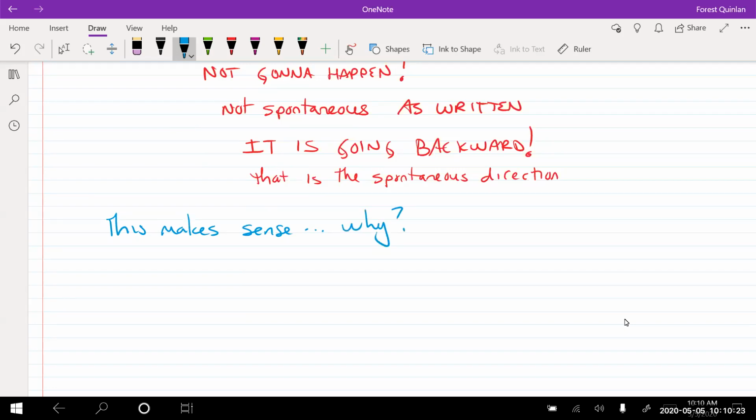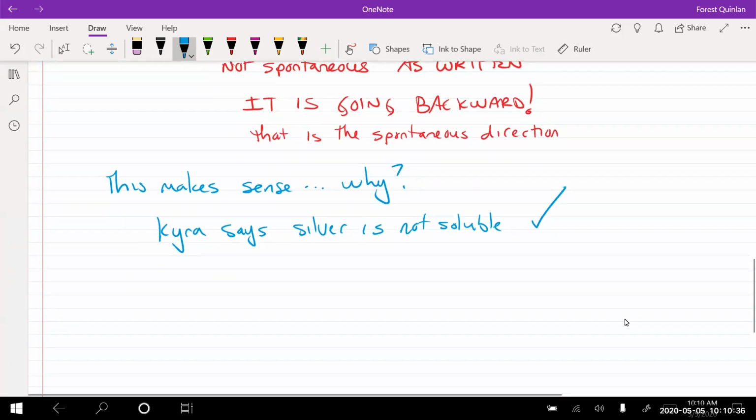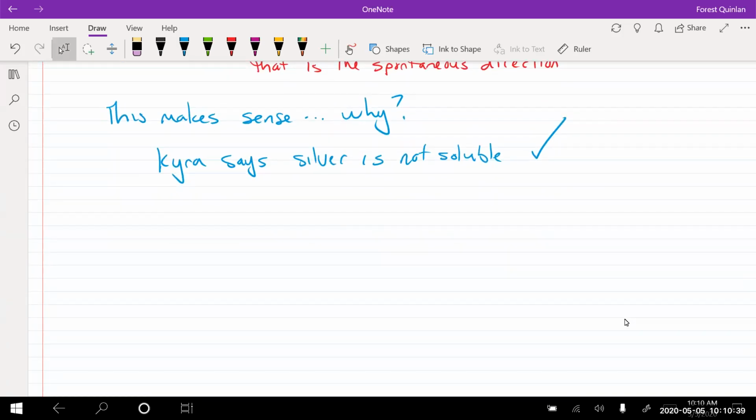Why? Kyra says silver is not soluble. Check. All right, that's one thing. Ben tells me about the naught. What does that mean?